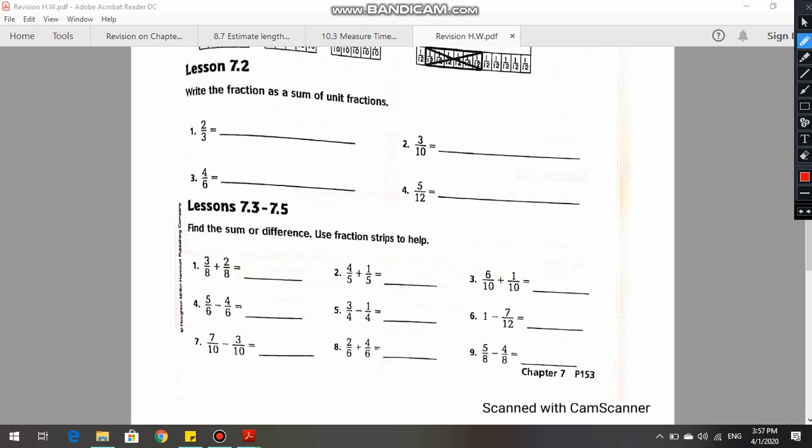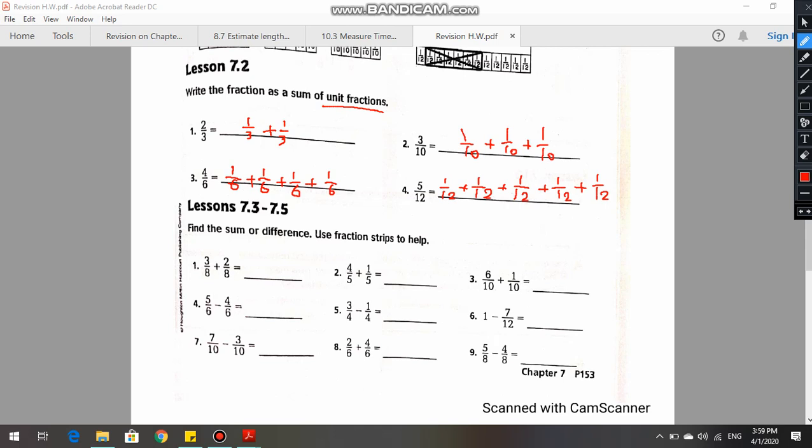Number 1 and 7.2, write the fraction as sum of unit fraction. I have 2 over 3, so unit fraction, guys, so it's like 1 over 3 plus 1 over 3. Number 2, 3 over 10 is like 1 over 10 plus 1 over 10 plus 1 over 10. Number 3, 4, so 1 over 6 plus 1 over 6 plus 1 over 6 plus 1 over 6. I'm going to write the unit fraction 4 times. And here I'm going to write the unit fraction 5 times: 1 over 12 plus 1 over 12 plus 1 over 12 plus 1 over 12 plus 1 over 12.